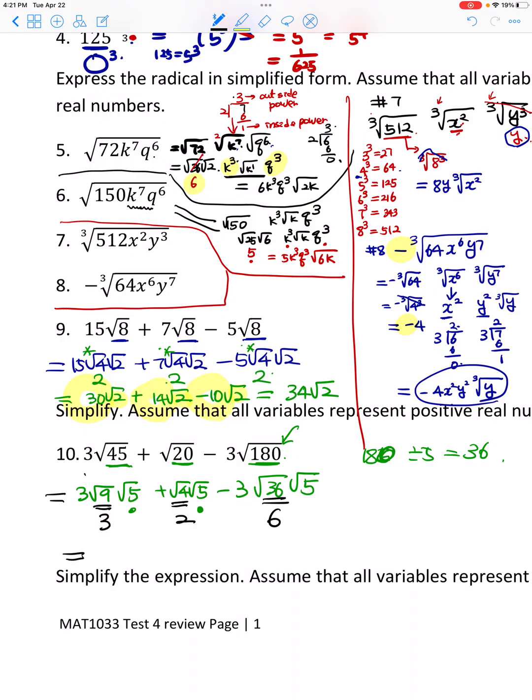Then I got 3 times 3, 9. 2, and I got 3 times 6 is 18. So 9 plus 2 is 11, minus 8, I got negative 7 radical 5.